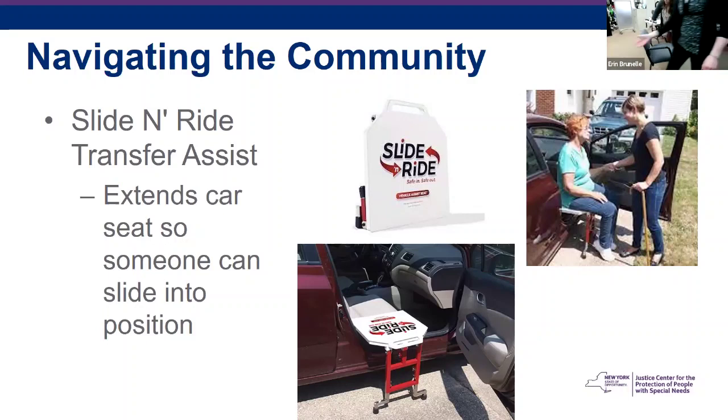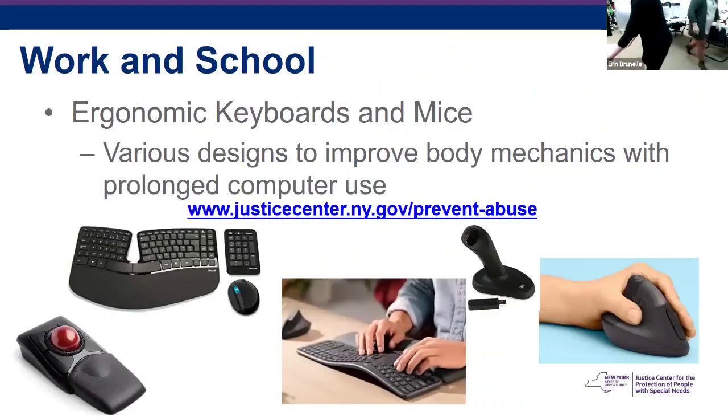All right, bring this table back. Our last category is work and school, and this is a very broad topic. There could be a lot of assistive technology that could fall into this category, but for the sake of time, we're just going to talk about ergonomic keyboards and mice, something that frequently gets used in the workplace or in a school setting.